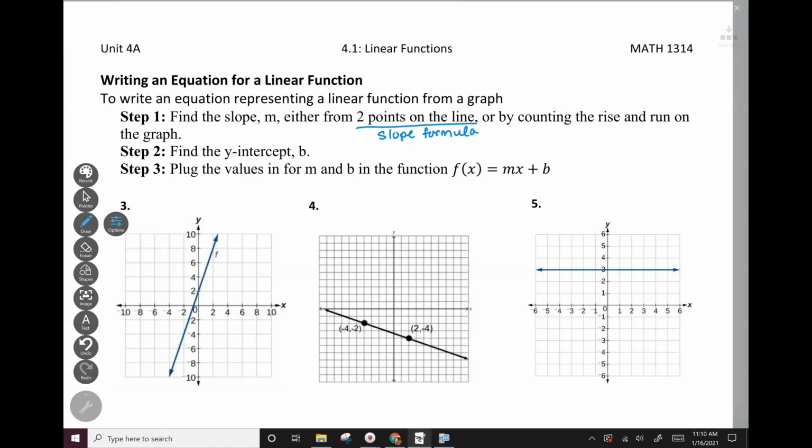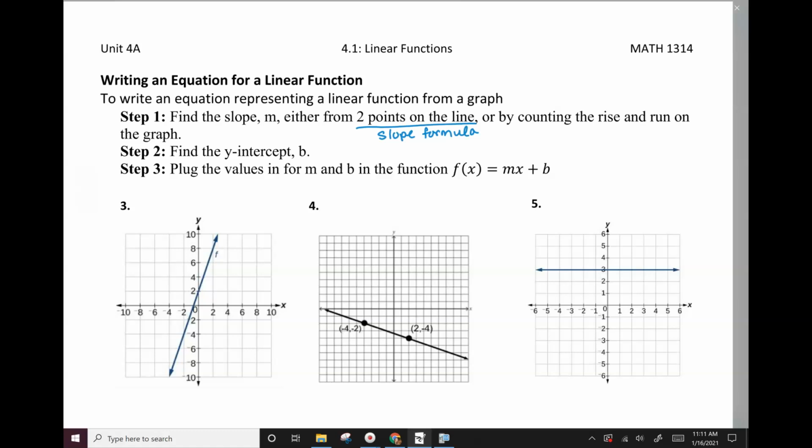you can either use the slope formula given 2 points, or you can count the rise and run on the graph. So it kind of depends on what information you're given on your graph. Sometimes it's easy to count the slope, sometimes you actually need to use the 2 points.